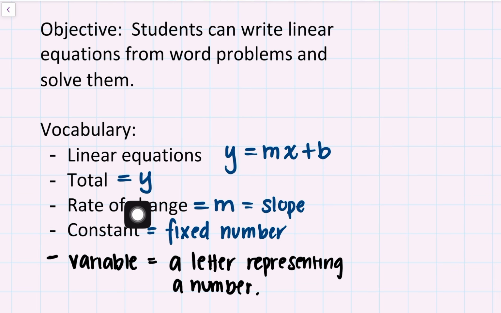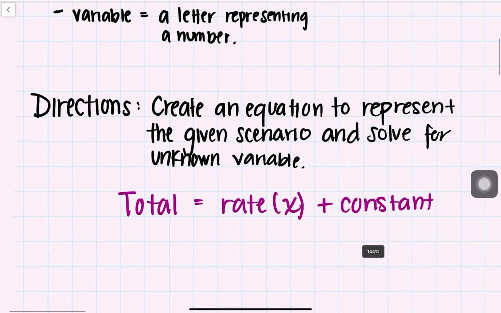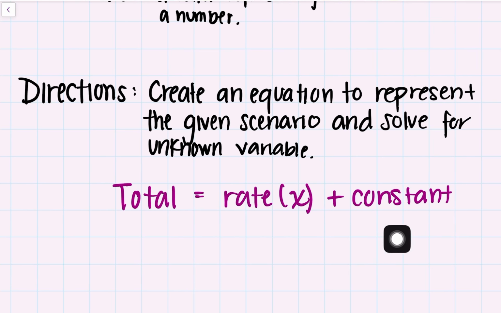We have y in this case representing the total. The rate of change is the slope, which is m, and the constant is our fixed number, which is b. We will be using different variables in this case, so just keep in mind that these variables, x, will be changing. A few things to consider whenever we're creating the equations: we are going to make the equation equal to the total. And then on the other side, we'll have the rate times x, so whatever rate it represents, and our constant being added to that.